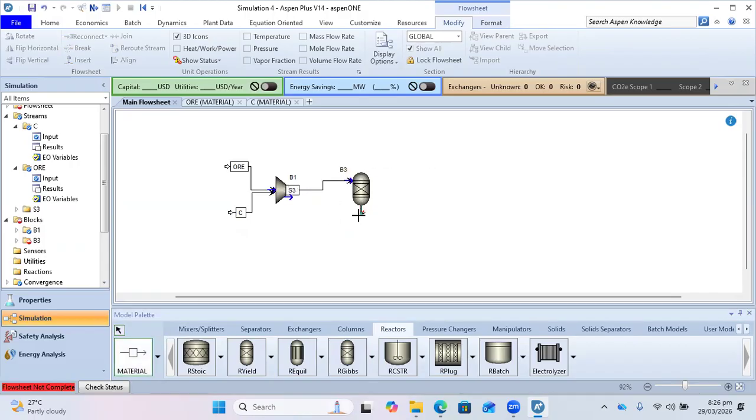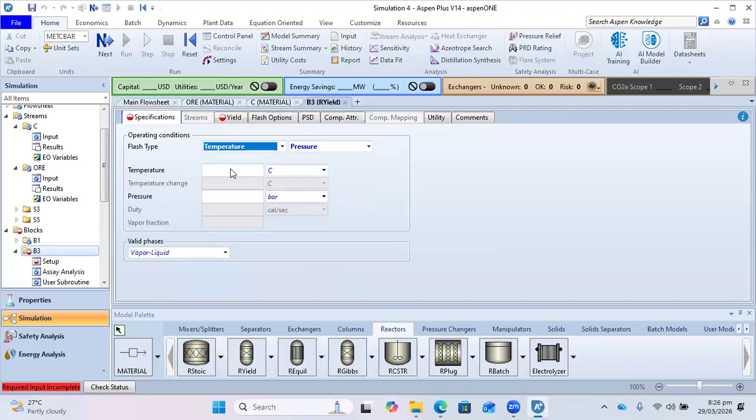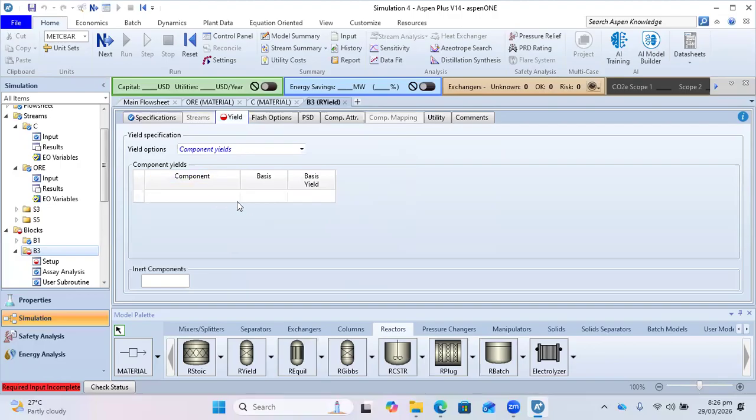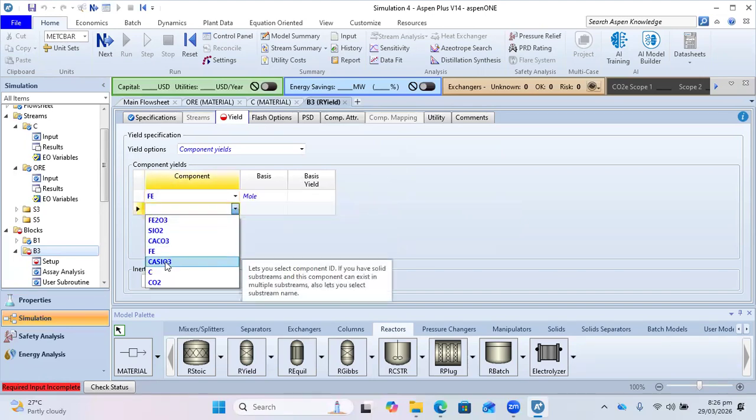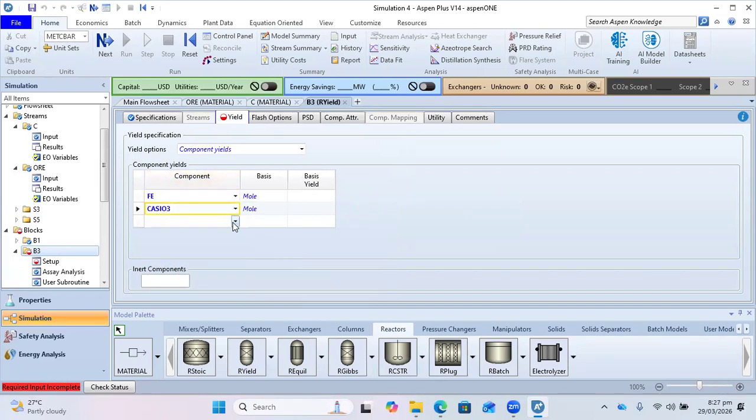We have our inlets and then our outlets. So just like everything, we'll double click on the reactor. The temperature is 1600 degrees Celsius. The pressure was 10 bar. And then we specify the yield. So you see the yield tab up here. What we do is select all the components we expect in the product stream. So we expect iron, we expect, I think this was the wollastonite, we expect carbon and we expect CO2. And we're doing this on a mass basis, so we change it from mole to mass.